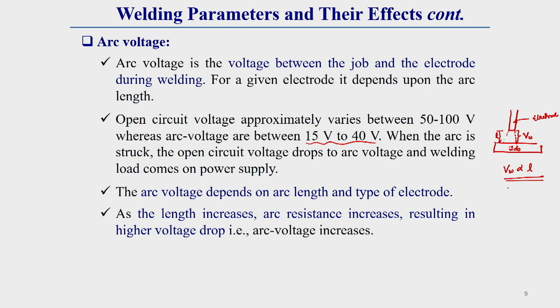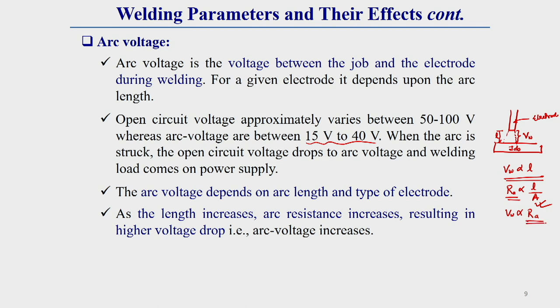We know the resistance of the arc is generally directly proportional to the length of the arc, and inversely proportional to the cross section. That is the general rule from Ohm's law that we know. So, this arc voltage we can represent by L by A, and V is generally proportional to the resistance of the arc.